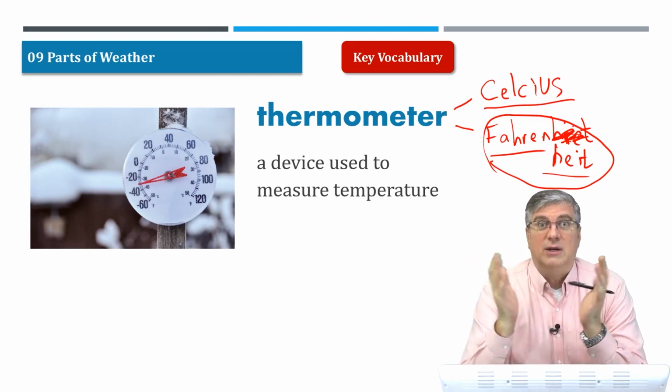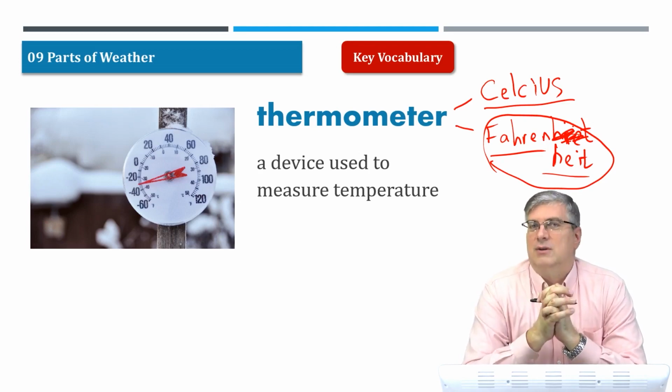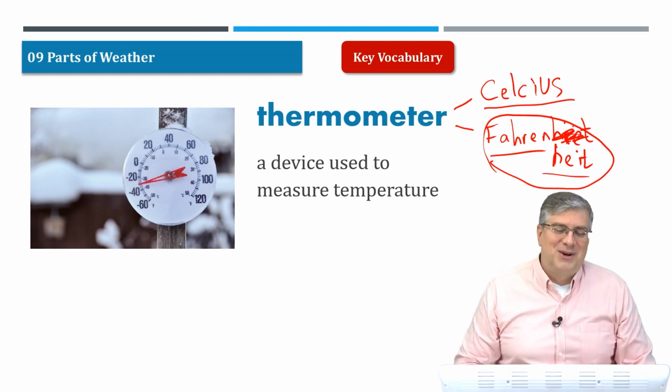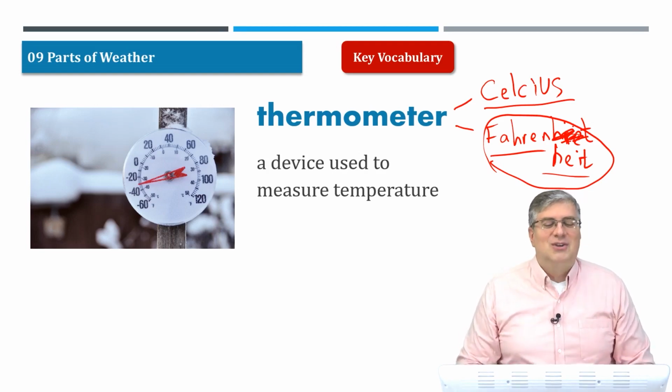You can't live in 78 degrees. That's Celsius, right? 78 degrees Fahrenheit is a very nice day. Very, very great day. 80 degrees Fahrenheit, that's a nice day. But 80 degrees Celsius, yeah, you don't want to be there. Okay, so anyway, thermometer. Thermometer is a device used to measure temperature.